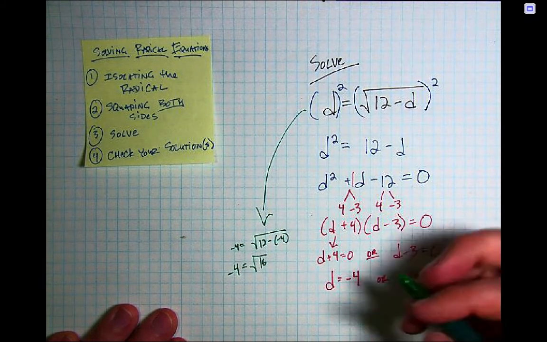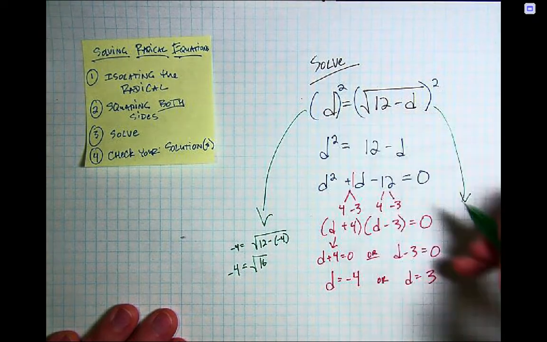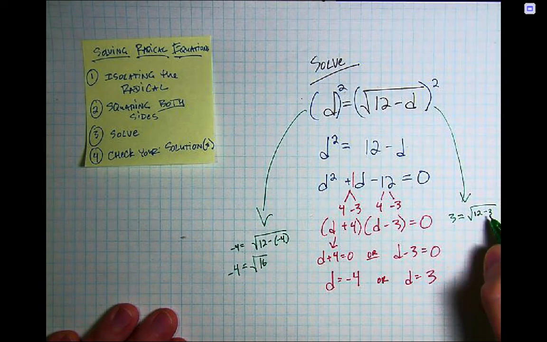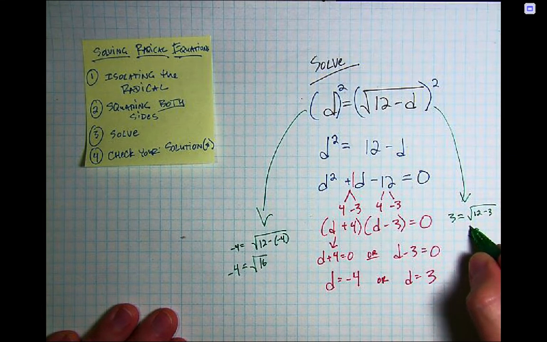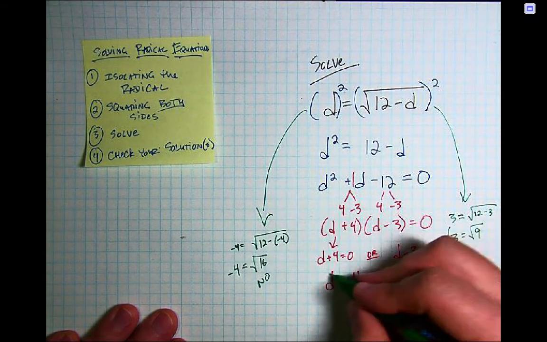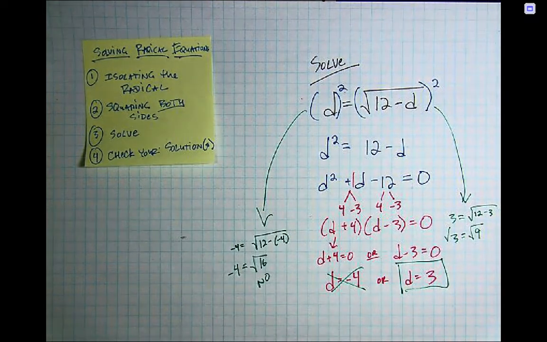No. Interesting. What about when I check this one? I'm going to put a 3 here equals the square root of 12 minus 3. Well, that's 9. Does that one work? Yes. This is why it's important to check your solutions.